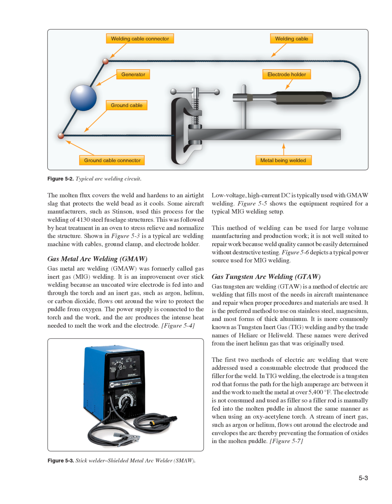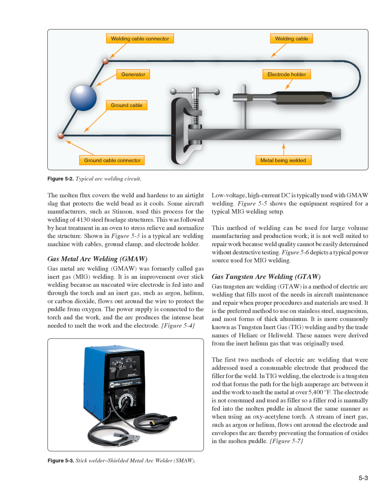It is an improvement over stick welding because an uncoated wire electrode is fed into and through the torch, and an inert gas, such as argon, helium, or carbon dioxide, flows out around the wire to protect the puddle from oxygen. The power supply is connected to the torch and the work, and the arc produces the intense heat needed to melt the work and the electrode.